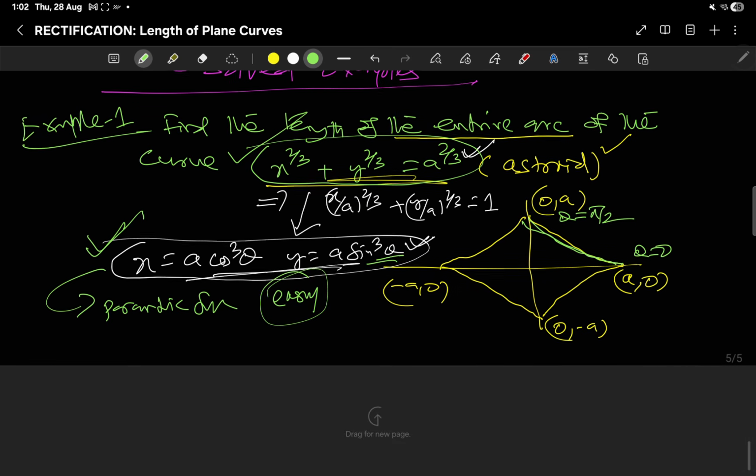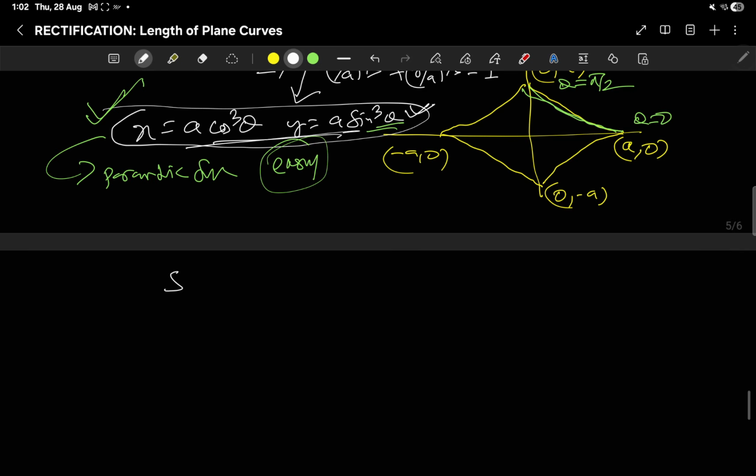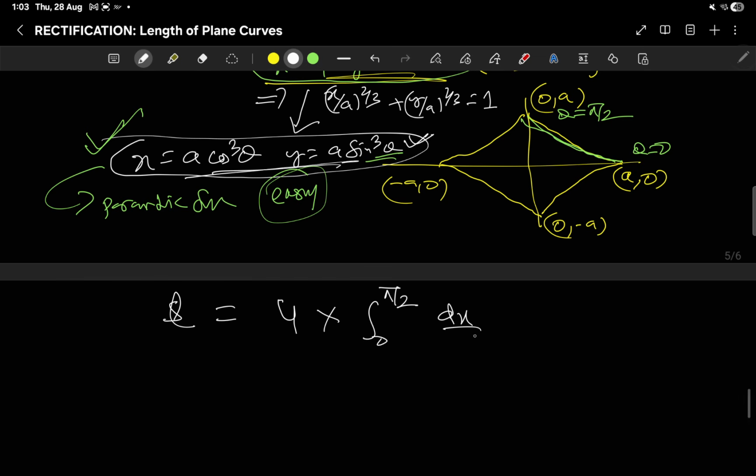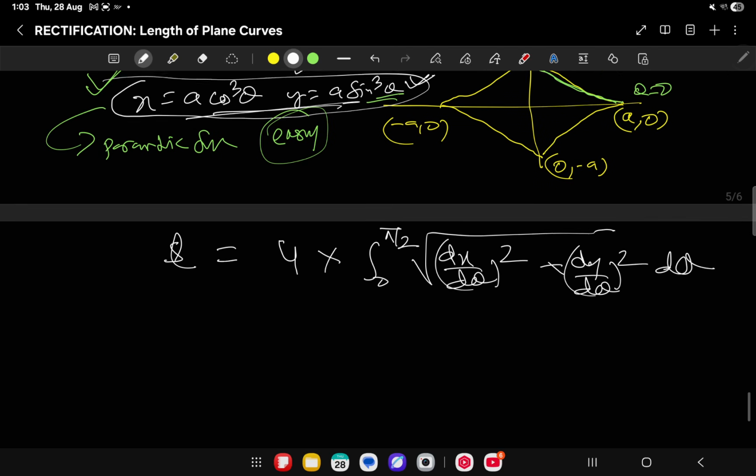I multiply by 4 here. Okay, so what is my formula here? My length of the curve, L, is equal to 4 times the integral from 0 to π/2 of the square root of (dx/dθ)² plus (dy/dθ)², dθ. I may take θ or I may take t, this is immaterial. Okay, so now what is my dx/dθ?